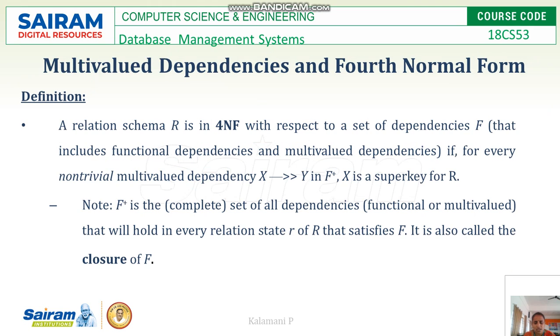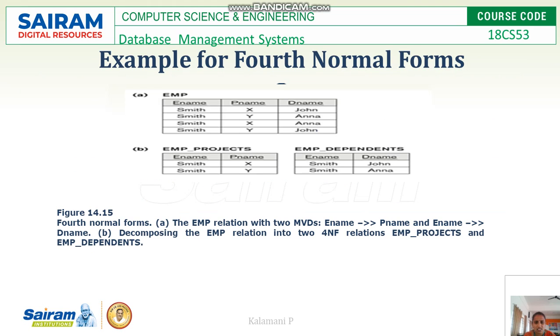For a multi-valued dependency X multiply defines Y, X must be a primary key or super key. That condition should be satisfied. Here, E name should satisfy it. If it is not satisfied, then the relation is not in fourth normal form, and it will be decomposed into sub-relations to satisfy fourth normal form.